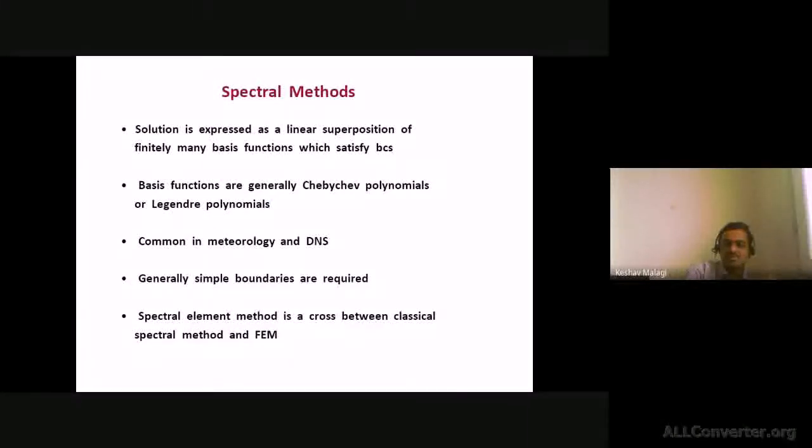Spectral methods, of course, are based on Chebyshev polynomials or Legendre polynomials. These are typically more popular in weather modeling, where they use these for meteorology and all those things. Because the boundaries are simple, you can use such things. Where boundaries are not simple, it is not easy to use these methods.